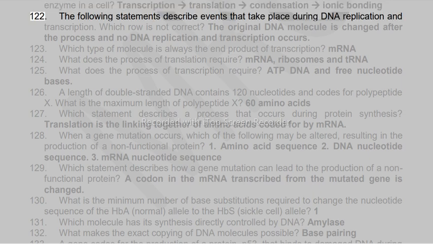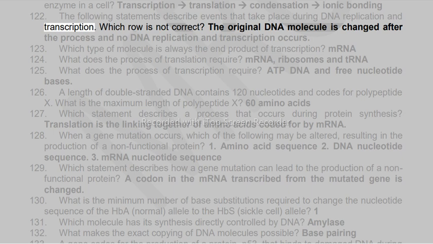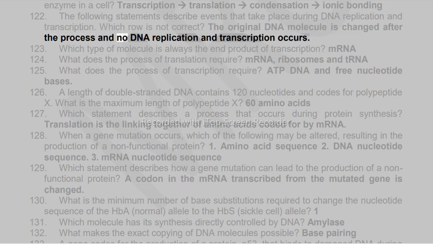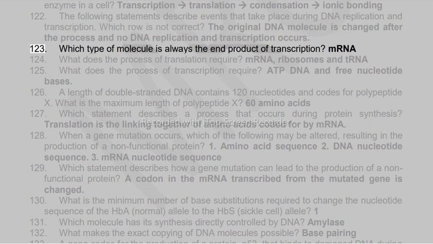122. The following statements describe events that take place during DNA replication and transcription. Which row is not correct? The original DNA molecule is changed after the process and no DNA replication and transcription occurs. 123. Which type of molecule is always the end product of transcription? mRNA.